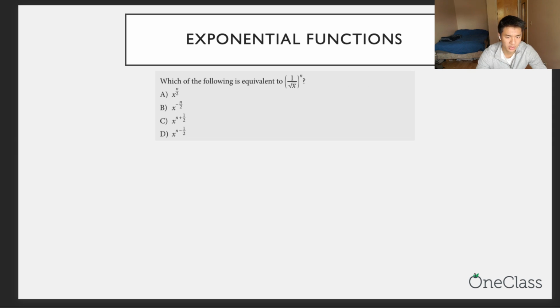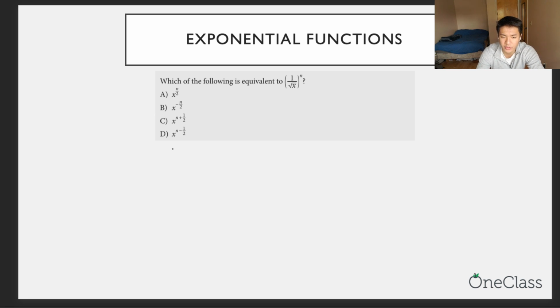Okay. And we can do a next question, and this is more of a manipulating the equation type of question, and it says, which of the following is equivalent to this format? So 1 divided by the square root of x to the power of n. And so we can do a couple things with this. The first thing we can do is say, okay, well, how do we get this into one of these formats?